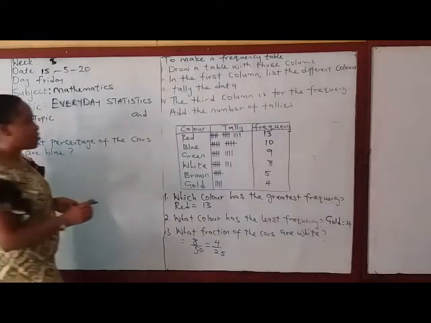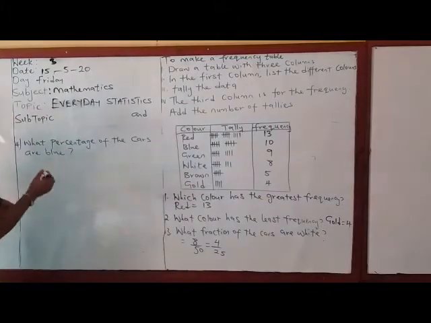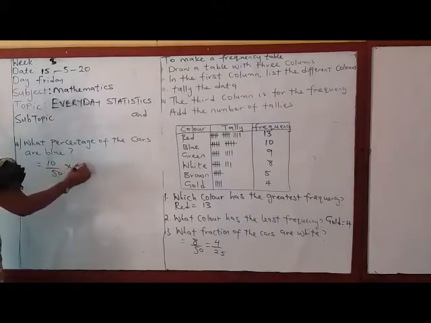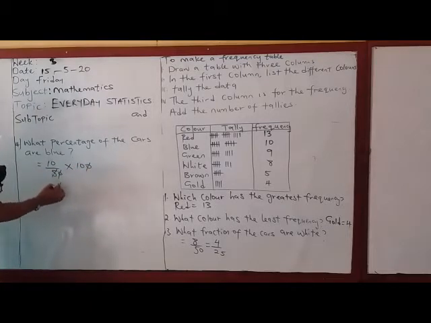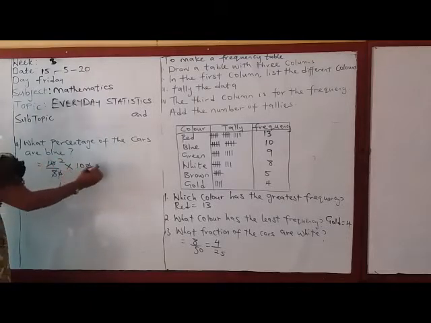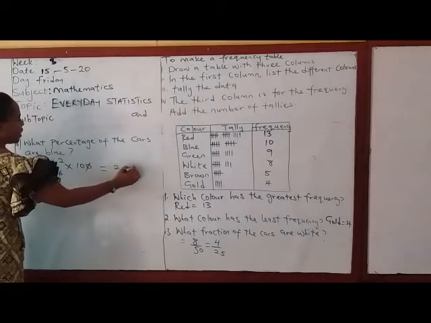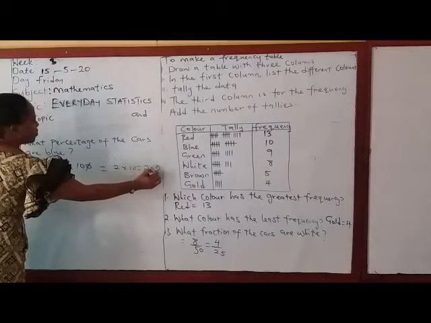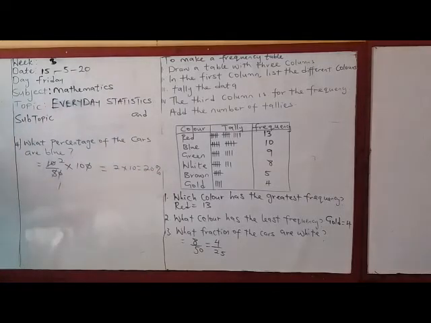How many blue vehicles do we have? We have 10. So it is what? 10 over 50. Of course, whenever you hear of percentage, it is times 100. This 0 cancels this 0. 5 into 5, 1. 5 into 10 is 2. 2 times 10 is 20%. So 20% of the cars are blue.